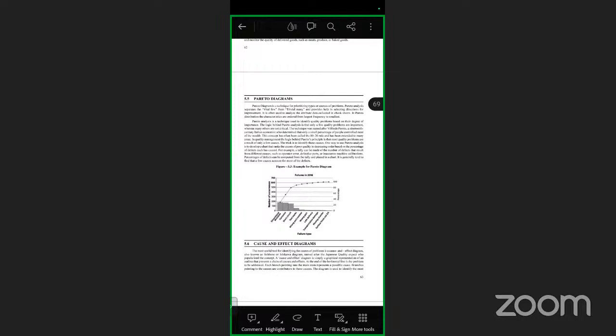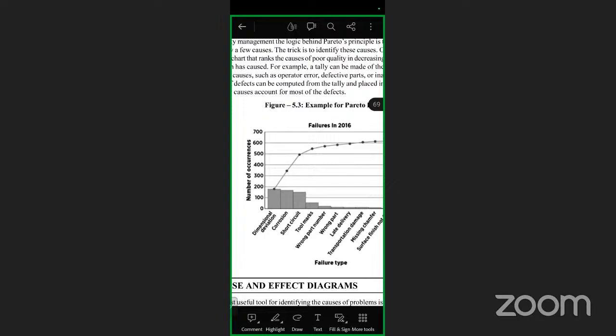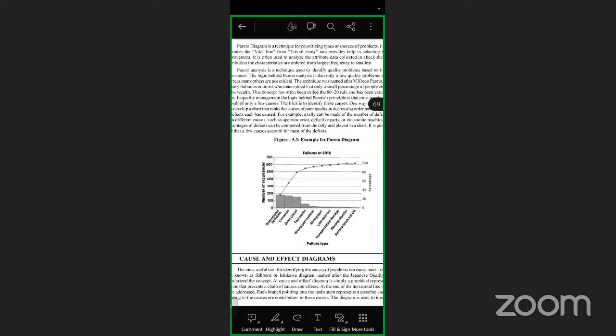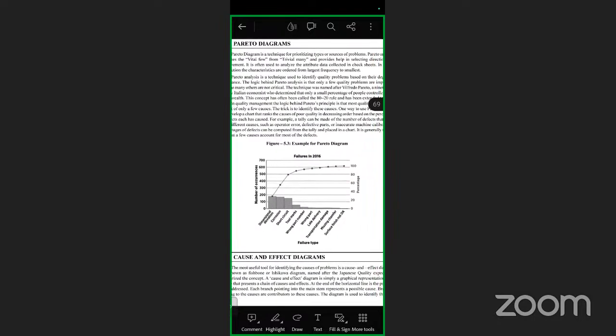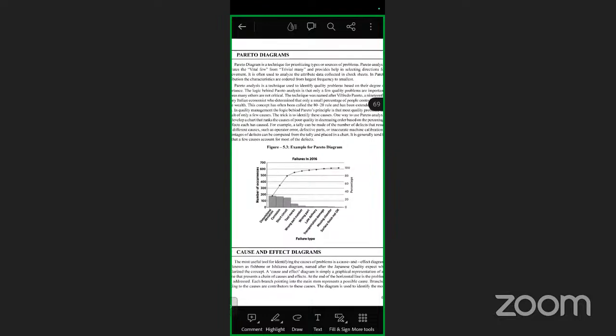So there are different failure types, and here we measure the number of occurrences. Dimensional deviation is one cause. Corrosion is another. Short circuit is another. Tool mark is another. Wrong number is another. Wrong part is another. Then transportation damage is another thing. Missing component is there. Surface defects. So all together it counts the percentages, adding up to 100%.